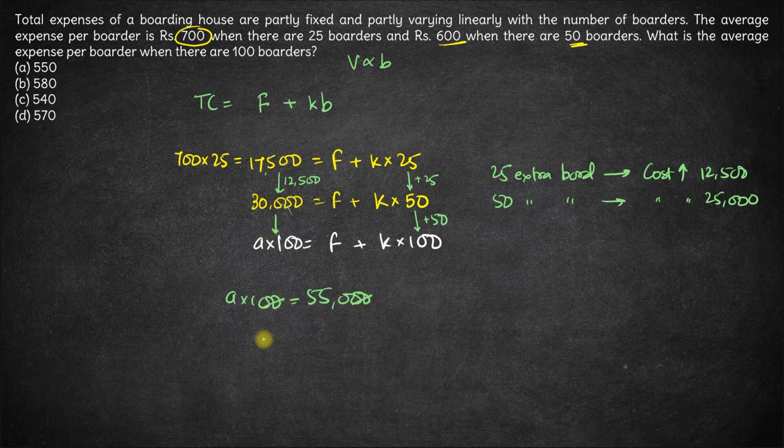So a factor of 100 cancels out. A here comes out to be 550. So the average cost per boarder in this case is option A, 550.